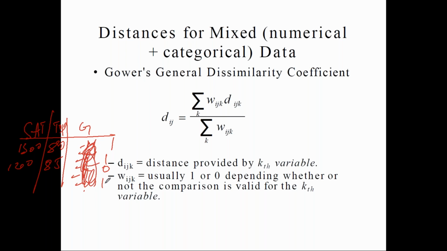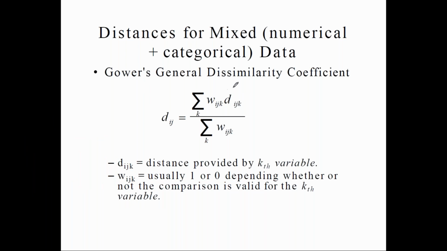So if you want to calculate the weight of ijk, w of ijk is usually 1 or 0, depending on whether or not the comparison is valid for the kth variable. It means you are just comparing with respect to this. Before explaining this part, we need to understand some other concepts also, so tomorrow I'm going to explain this concept.